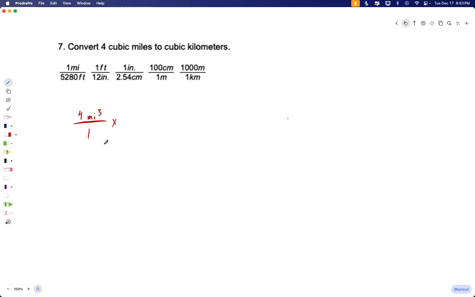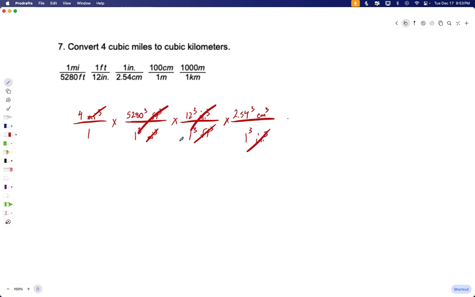So we're going to first start with miles to feet. So that's going to be 5,280 cubed, feet cubed, over 1 cubed, mile cubed. And that's just to keep us from having to write it 3 times, right? So now we're going to get rid of feet, go from feet to inches. So we've got 12 cubed inches cubed over 1 cubed foot. That cancels that. Then we're going to go from inches to centimeters. So 2.54 cubed centimeters cubed over 1 cubed inches cubed converts that.